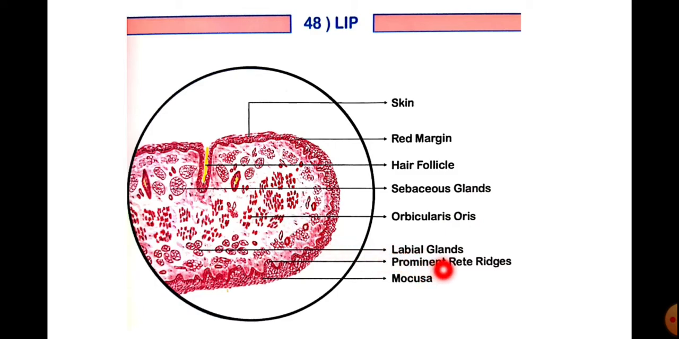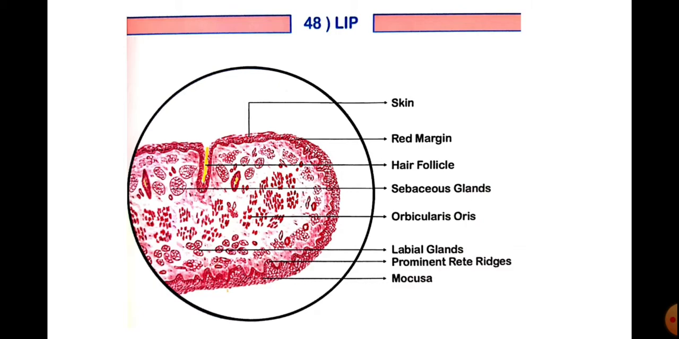Then there are the labial glands. Here these are the labial glands. Then lastly there is the prominent rete system. Here the papillae are interlocking with the mucous membrane. These are the rete system, holding the mucosa in place. The mucosa is lined by the stratified squamous non-keratinized epithelium. Okay, so this is the picture you have to draw in the journal.